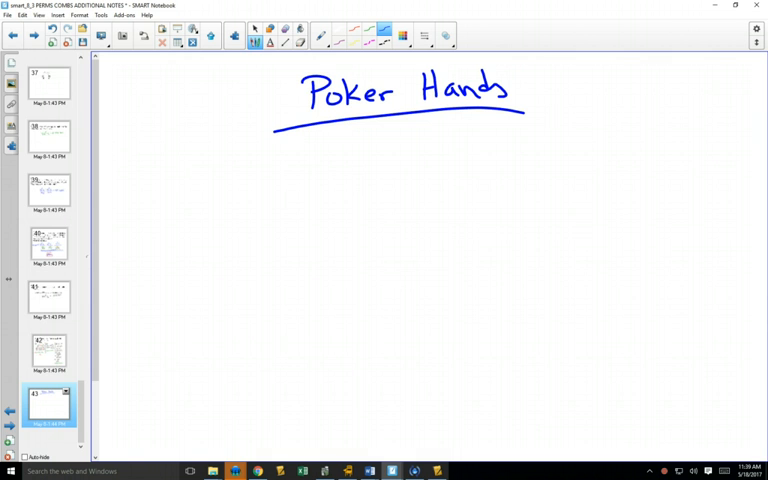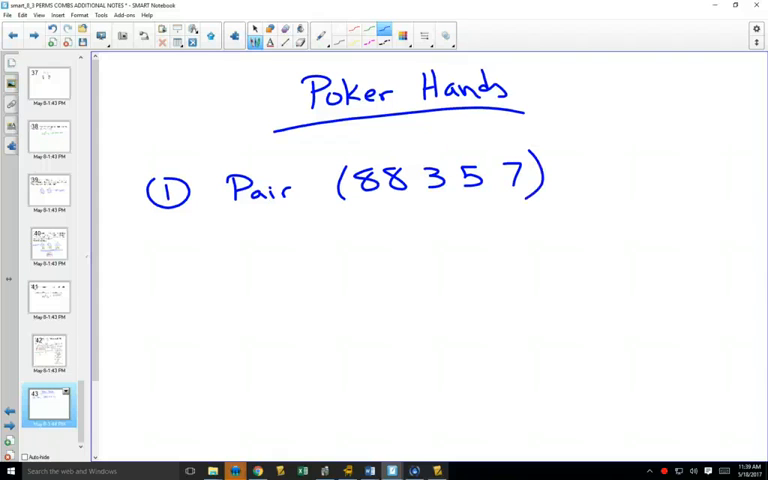A common poker hand is where you have one pair. So if you got one pair, I'll give you an example. It could be like getting a pair of eights, and then the other three numbers are all different. So that's what a pair means in poker. You get two cards that are the same number, and the other three are different.